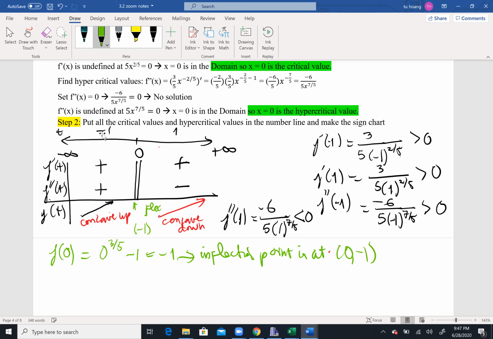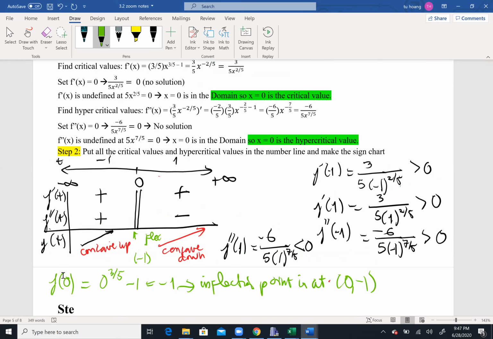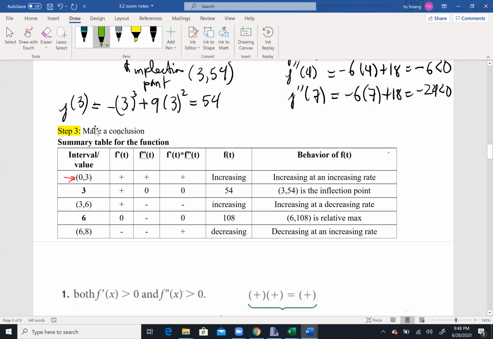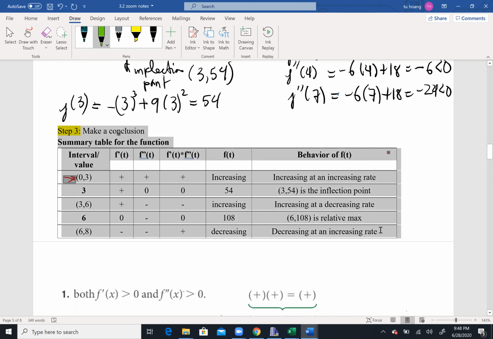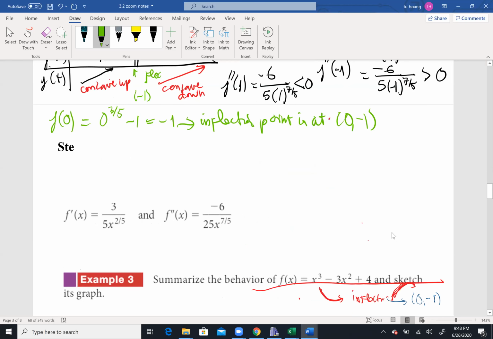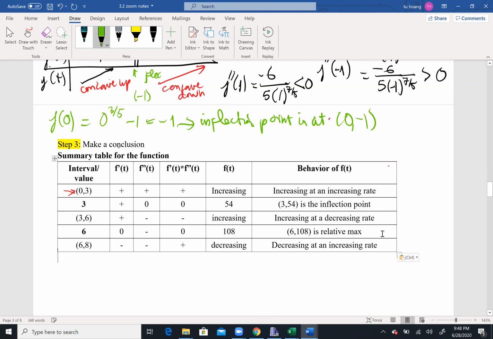-1, okay? And yeah, lastly, the last step, I'm gonna say step. I'm gonna copy down from here. Okay, step 3, make a conclusion. So I'm gonna have a summary table for the function. So give me 1 second.